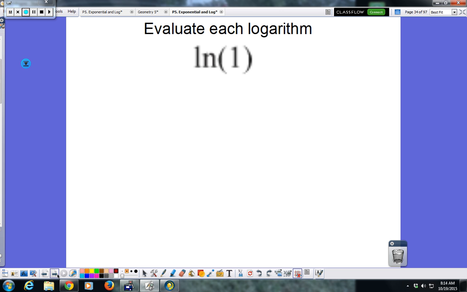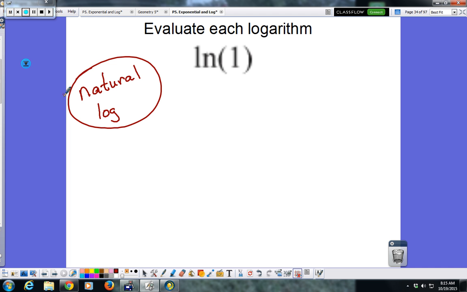Moving on. LN. This is called a natural log. If it's log with no base written down, it's understood to be base 10. If you have the letters LN, that is a natural log. I don't know why it's not NL. I guess it's Latin. LN is a natural log, so you're simply asked to find the natural log of 1.